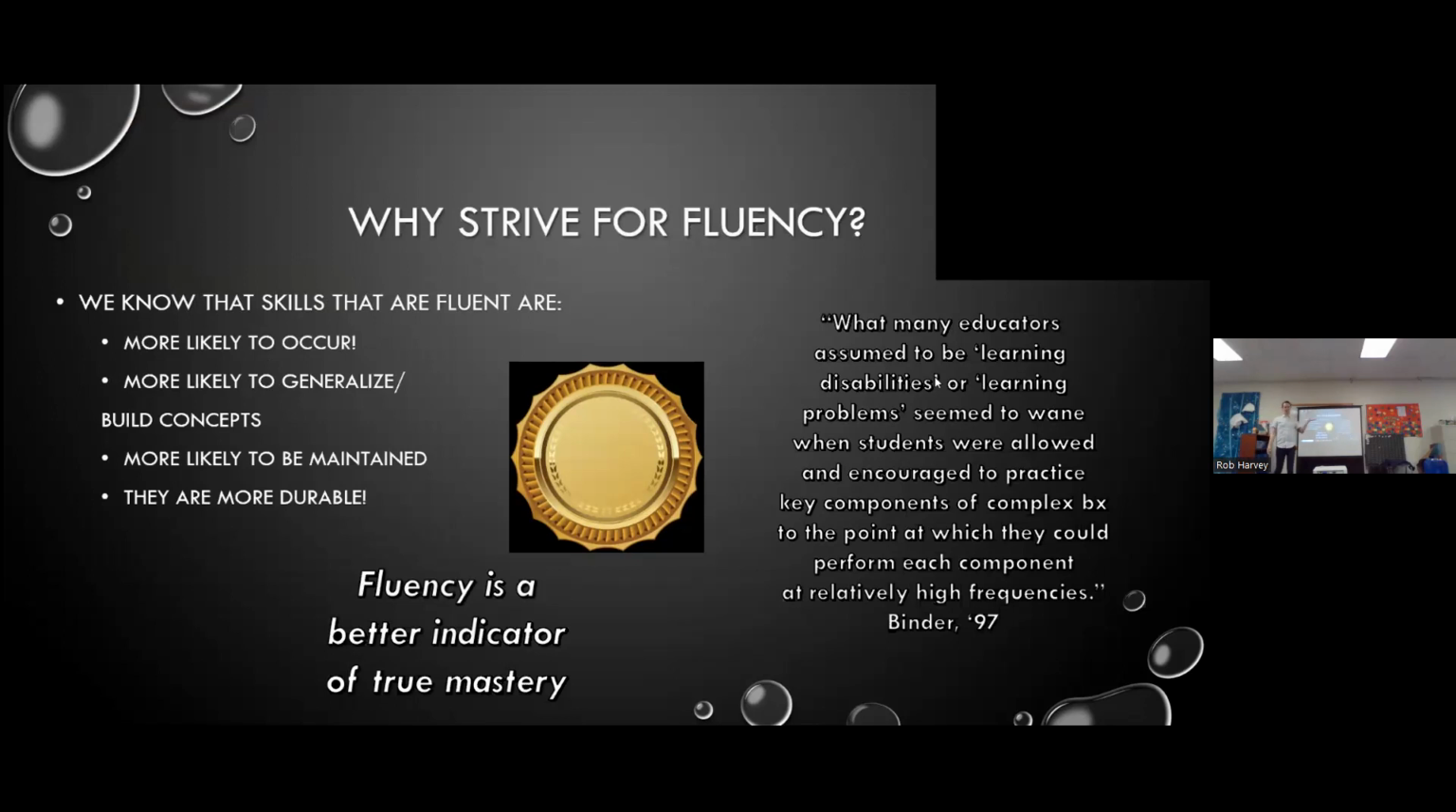So again, a couple more reasons why it's the gold standard. It makes it more likely to occur, right? And that's our job. Our job is not to make it so that they can do things, it's to make it so they do things. And this makes it more likely. Dude, yes. It's more likely to generalize and build concepts like we talked about before. So we want to build these understandings, not just individual examples. It's more likely to be maintained. It's more durable, okay? So durability is a great thing. Long lasting, more resistant to extinction, more likely to happen, all those things. And just a better indicator of true mastery, right? So it tells us really that they can do it as opposed to just using accuracy.